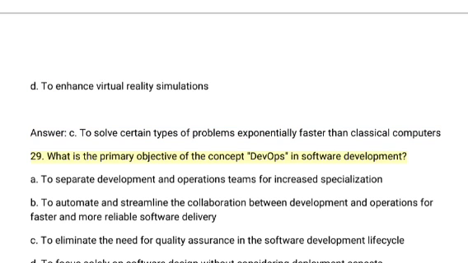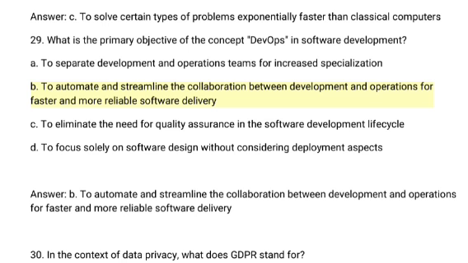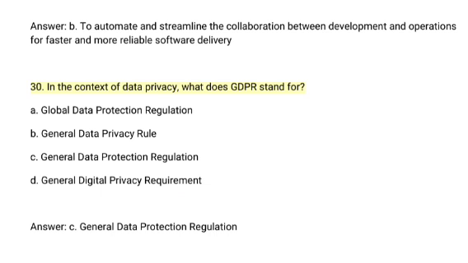29. What is the primary objective of the concept, DevOps, in software development? A. To separate development and operations teams for increased specialization. B. To automate and streamline the collaboration between development and operations for faster and more reliable software delivery. C. To eliminate the need for quality assurance in the software development lifecycle. D. To focus solely on software design without considering deployment aspects. Answer. B. To automate and streamline the collaboration between development and operations for faster and more reliable software delivery.